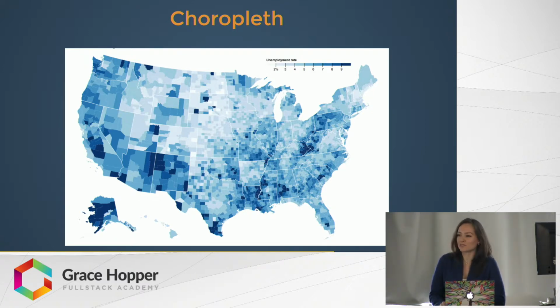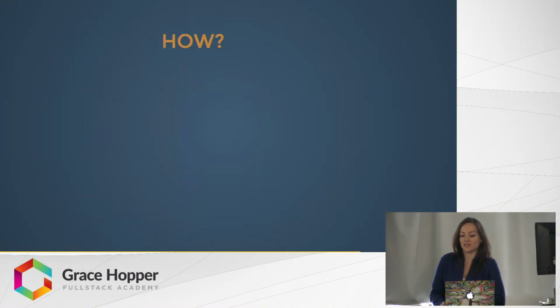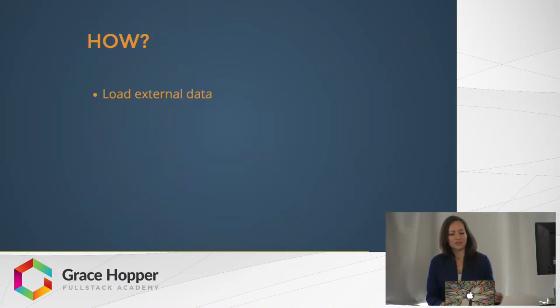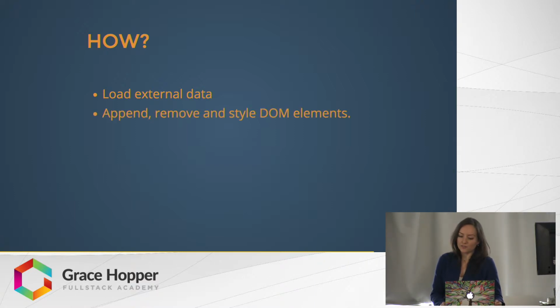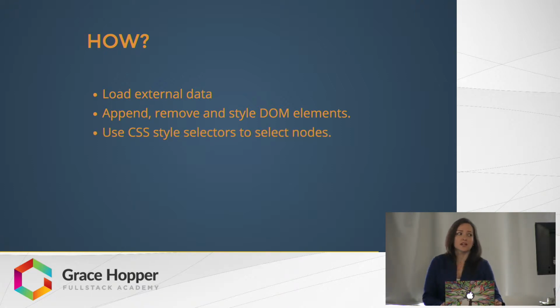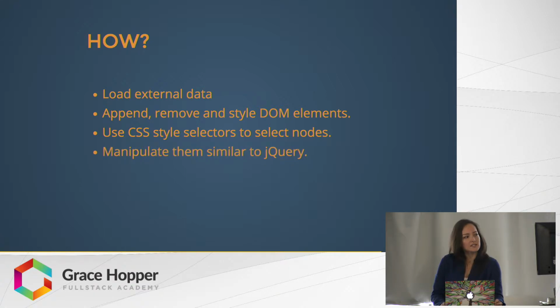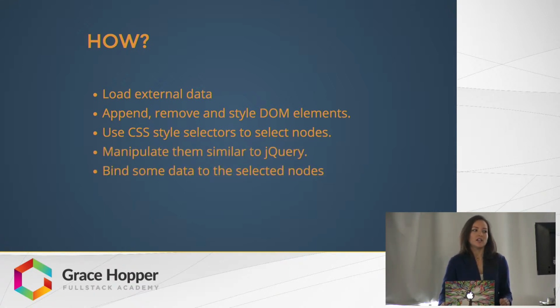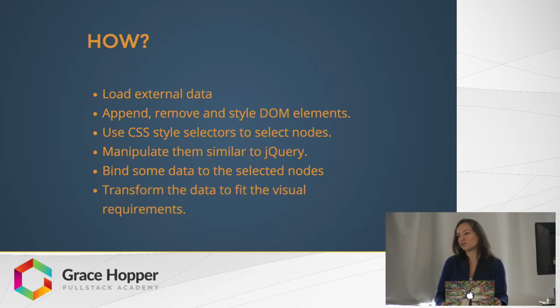Okay, these examples are nice, but how is D3 actually doing this? D3 loads external data. You can load CSV files, tab-separated value files into your HTML file. It appends, removes, and styles DOM elements, and uses CSS style selectors to select nodes and manipulate them, similar to jQuery. Then you can bind the data to the selected nodes and transform the data to fit your visual requirements.